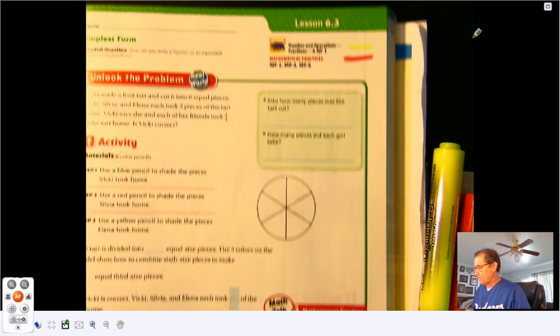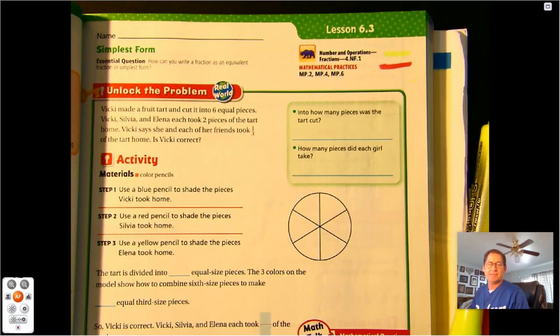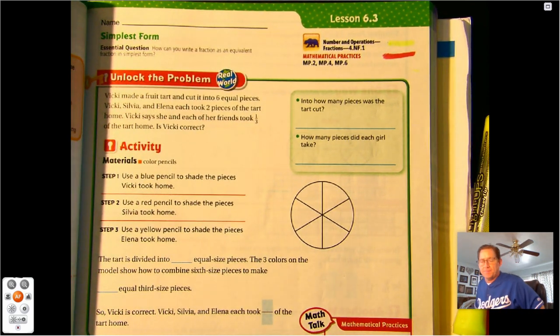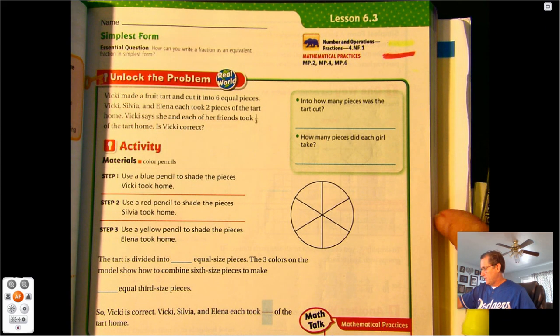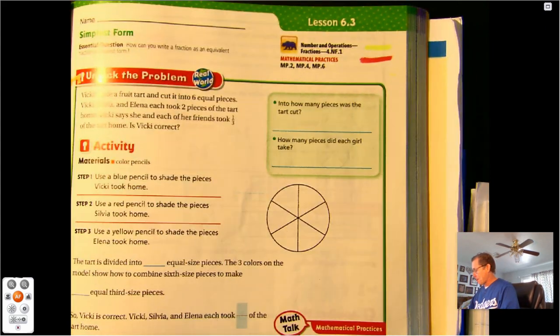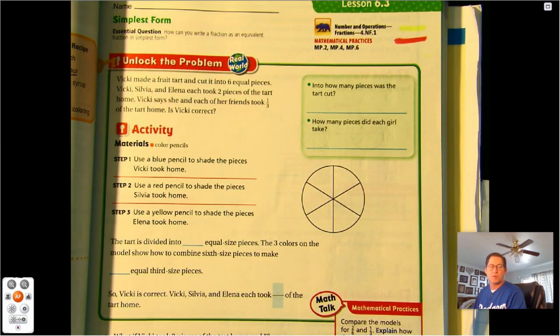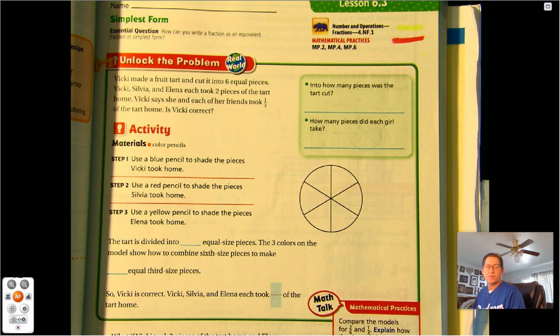Hello, everybody. All right, so today's lesson 6.3, we're going to be talking about simplest form. We're on page 245 of the textbook. You're going to need a blue pencil or marker, a red pencil or marker, and a yellow pencil or marker. So go ahead and make sure you have those items.